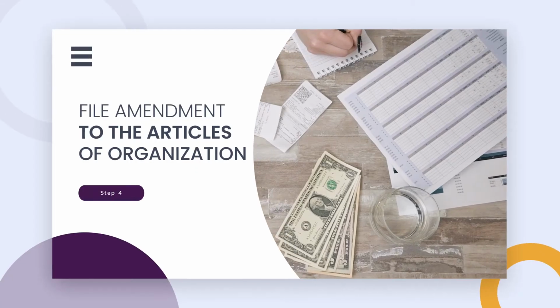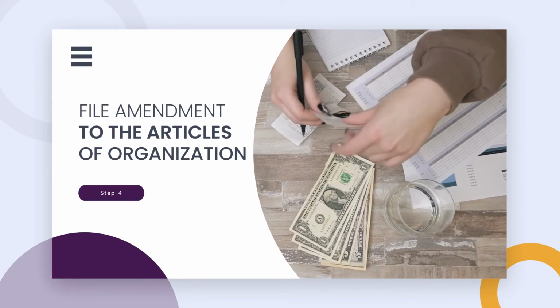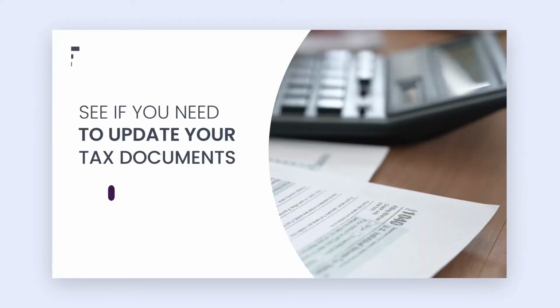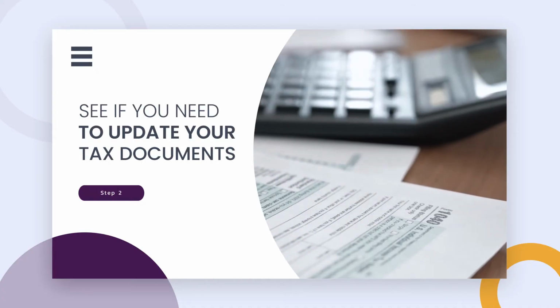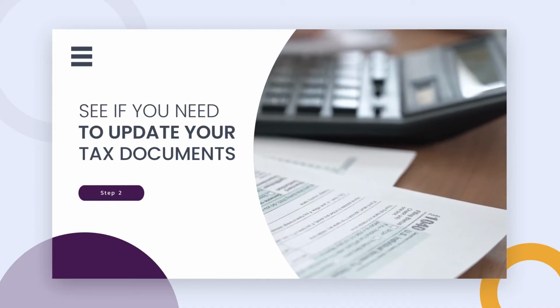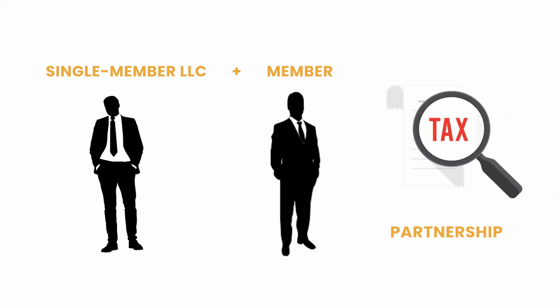After amending your operating agreement, you'll file the amendment to the Articles of Organization, depending on your state. Check the local requirements in your state. Now, after making this change, see if you need to update your tax documents, as adding a member has tax implications. If you were initially a single member LLC and added a member, you are now treated as a partnership for federal tax purposes. This doesn't apply when adding a spouse as a member in a community property state.